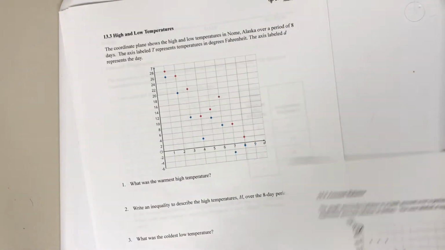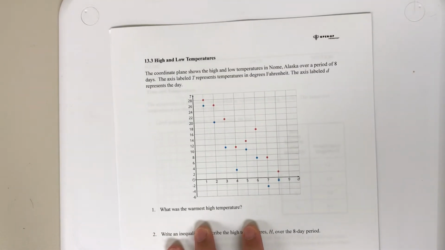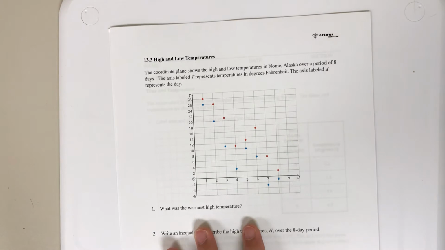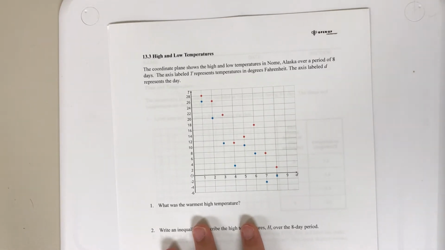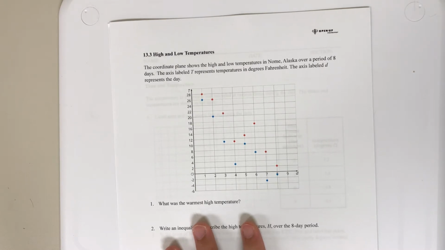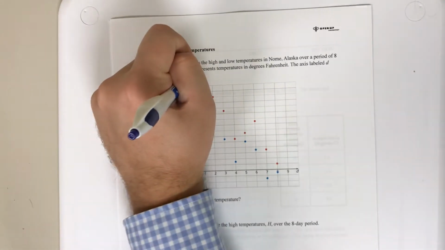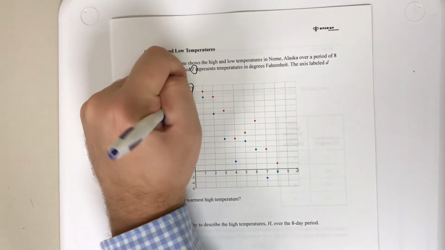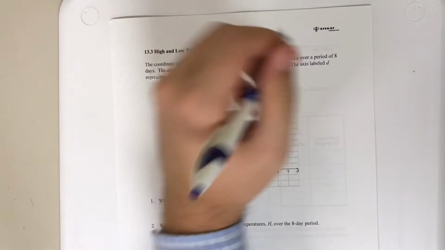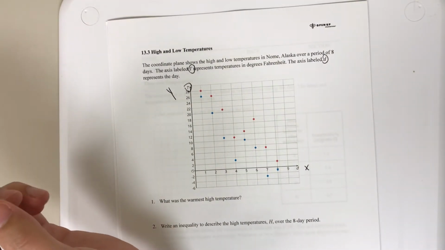The last activity that we're going to look at today is high and low temperatures. I've color-coded this so that you can see high temperatures would be red and low temperatures would be blue. The coordinate plane shows the high and low temperatures in Nome, Alaska over a period of 8 days. The axis labeled T represents temperatures in degrees Fahrenheit. T is really my Y value, and the axis labeled D is really my X value, and represents the day.